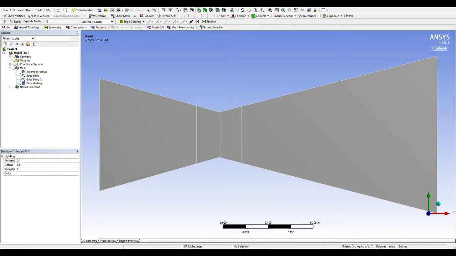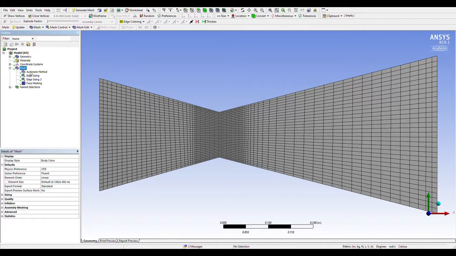I'd used various line tools and constraints such as symmetry in order to build it properly. After this I had to also use the mesh tools in order to create a proper mesh. The various steps that I'd used are automatic method, edge sizing, face meshing, etc., and I'd used square faces for my mesh. Moving on to the next step, which is the solutions.